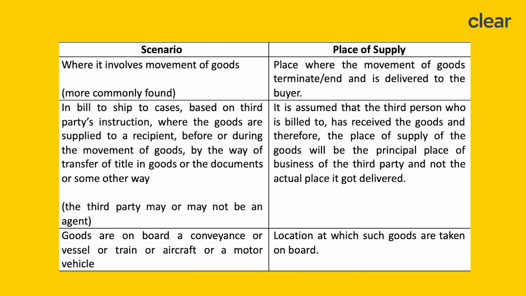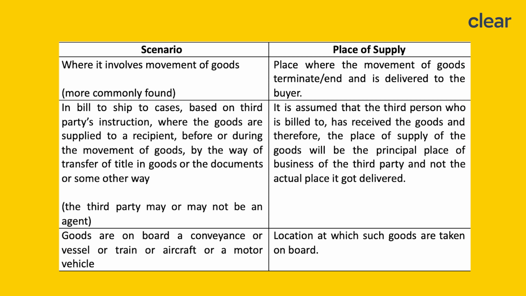Now, let's see the various scenarios and determine the place of supply for goods involving movement from one place to another. Where it involves movement of goods, the more commonly found scenario, the place of supply will be the place where the movement of goods terminates or ends and it is delivered to the buyer.